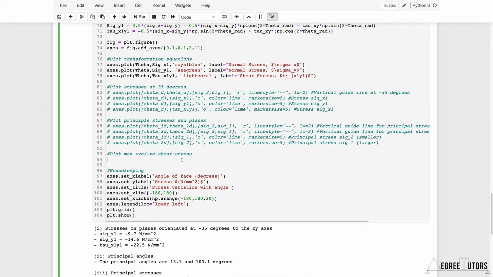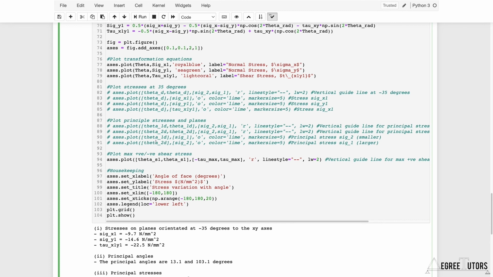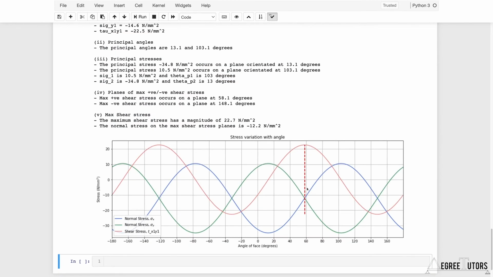So what's the first one I want to plot? I'm going to plot a vertical guideline for the maximum positive shear stress. So it's a vertical line, so its x coordinates are the same, and they're going to be at theta s1. And then I just want to plot from a negative tau max to a positive tau max. It's going to be a red dashed line again. And there you have it. There's our red dashed line.